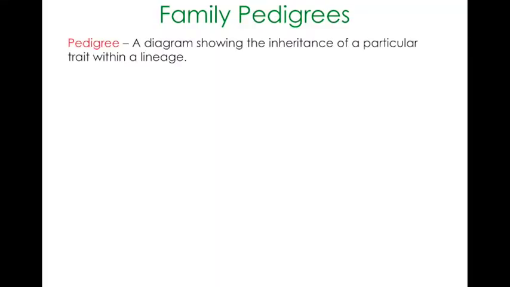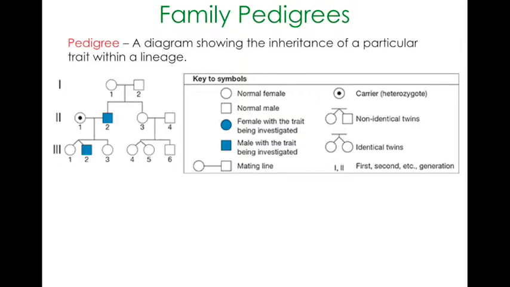Right, family pedigrees. Now, a pedigree is slightly different from the pedigree you're probably used to hearing about with dogs and different breeds of dogs. A pedigree in this particular case is referring to a diagram showing the inheritance of a particular trait in a lineage. Okay, here is an example of a pedigree, and here is a key to the symbols that represent them. So it shows lineage.